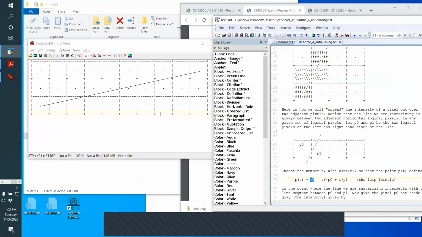What's t in this Lerp formula? Some people are commenting to light up the bottom pixel fully. Oh, yeah, because what's t in the Lerp formula? In the first column, what's t? T is 0. Yeah, t is 0. So all the weight goes here.